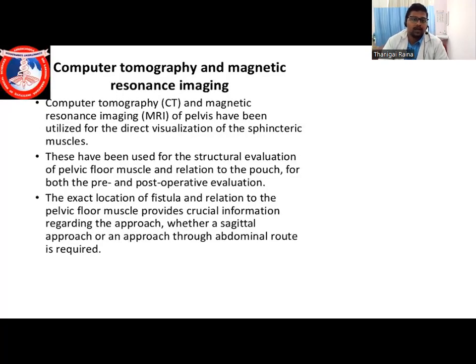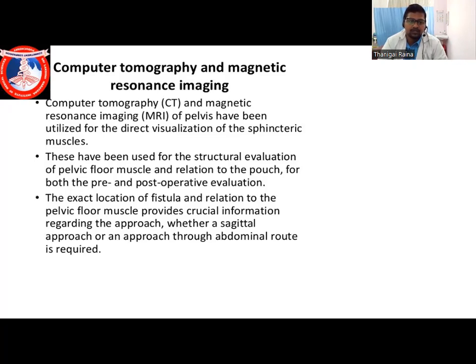Coming to CT and MRI. CT and MRI of the pelvis have been utilized for the direct visualization of the sphincteric muscles. Whether the muscles and the sacrum associated anomalies also we can find out, that is, whether the sacral bone is missing or not. If 2 to 3 sacral bones are missing, the muscles of the sphincter mechanism are not developed well. So the patient will have a poor prognosis.